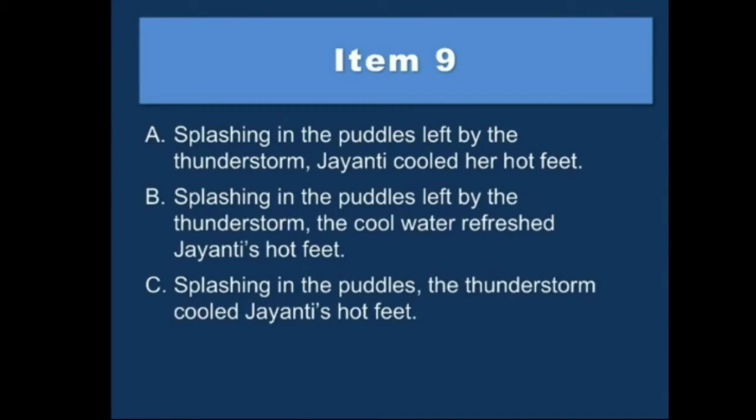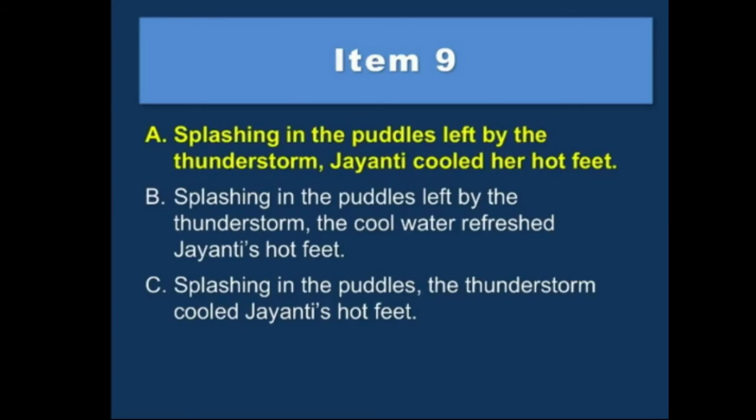Item 9. Which has the correct modifier? A. Splashing in the puddles left by the thunderstorm, Jayanti cooled her hot feet. B. Splashing in the puddles left by the thunderstorm, the cool water refreshed Jayanti's hot feet. C. Splashing in the puddles, the thunderstorm cooled Jayanti's hot feet. Letter A is the correct answer. Jayanti is splashing in the puddles.